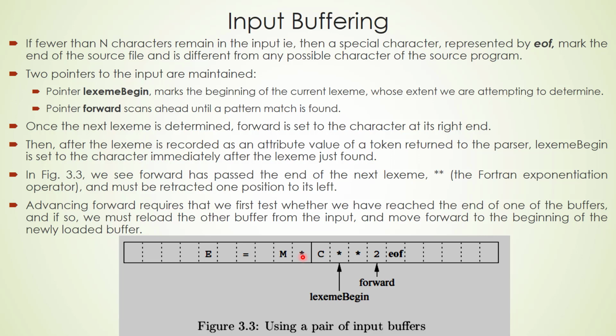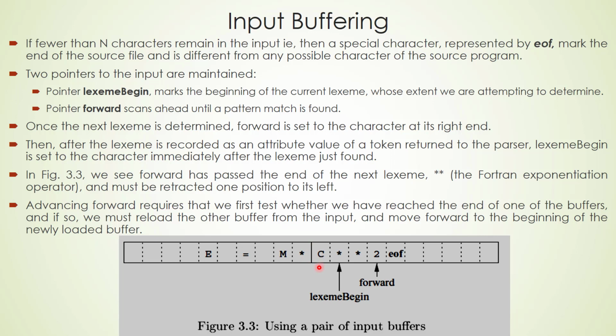So it is recognized as a token, it's just a multiplication operator, and also it reaches the end of the buffer, the end of the first buffer or left-side buffer. At that time what happens? We must reload the other buffer from the input. So the other buffer, that is the right-hand side buffer, is reloaded, and forward moves to the beginning of the newly loaded buffer. So forward will move to the newly loaded buffer.